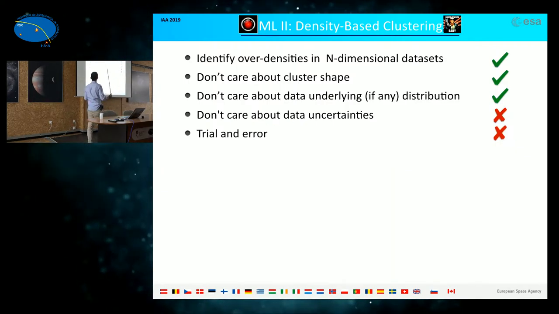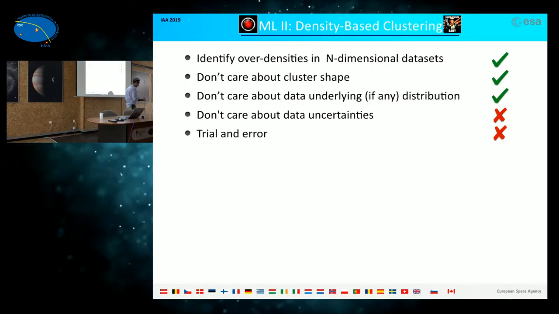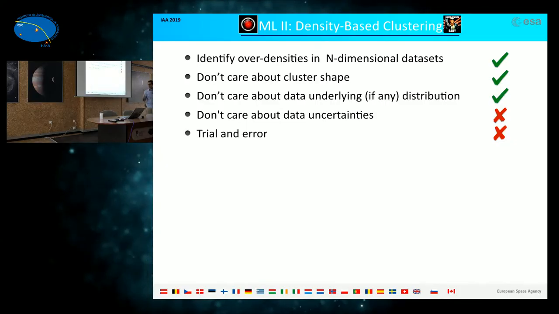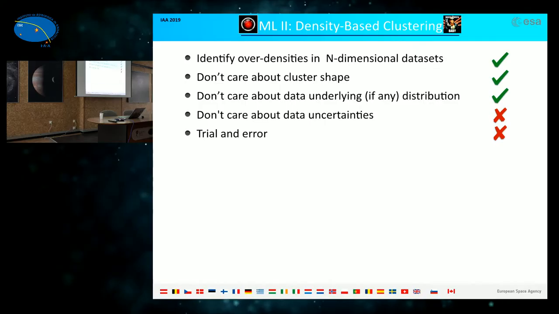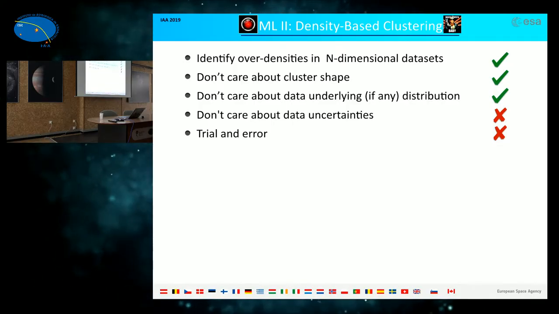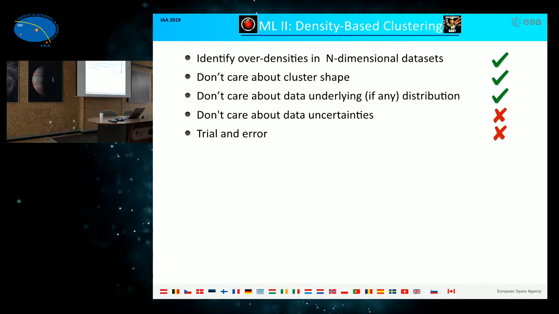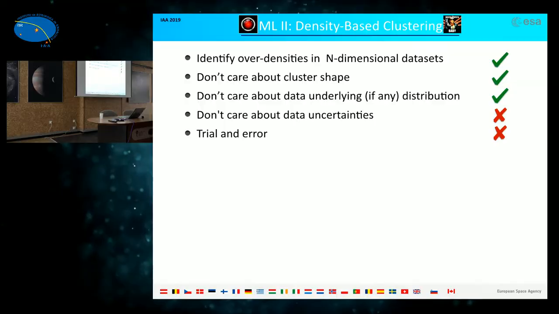Why do I like these things? These clustering algorithms help you identify compact cluster distributions no matter the number of dimensions you are working in. Well, of course, you have to be careful with the number of dimensions. If you are working in 20 dimensions, maybe you have so many degeneracies that the thing doesn't work. In my case, I applied it to five dimensions.